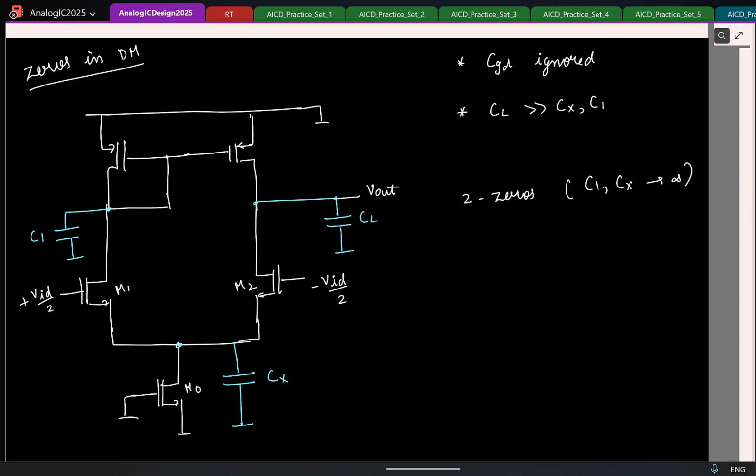So how will you find the location of zeros now? We assume that Vout in the Laplace domain is 0, and then you try to solve the circuit as before. You have 3 nodes. So node 1, node 2, node 3. You write 3 KCL equations. However, only these 2 node voltages are unknown. Vout of S is known to be 0. So the third unknown will be what? The complex frequency S. So you solve for it and you will get 2 different zeros here.